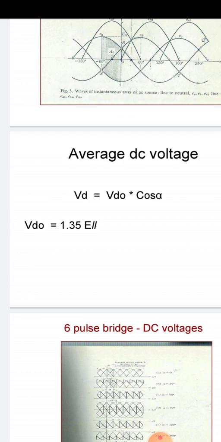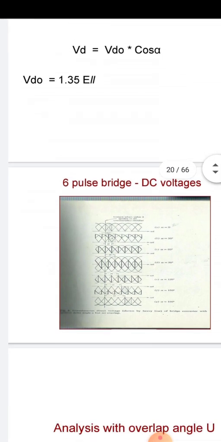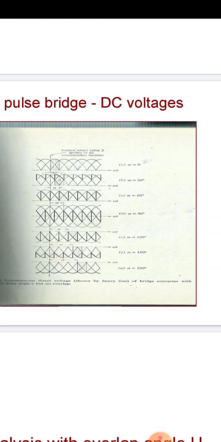That expression is Vd equal to Vd0 into cos alpha. We know that Vd0 equal to 1.35 E L. So we can replace Vd0, and we get Vd equal to 1.35 E L cos alpha. This is the 6 pulse bridge DC voltage.